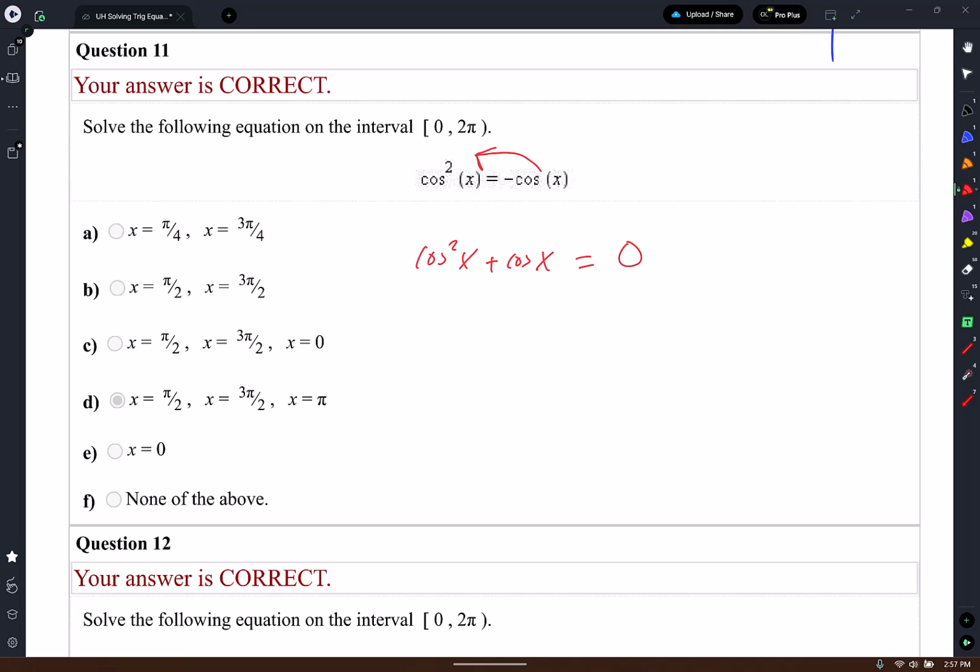All right, here we go, guys. Algebra. Algebra's the issue, not pre-cal. Move the negative cosine x to the left. Factor out a cosine x. And then you're going to have cosine x plus 1. Did you get that right there? Cosine x equals 0. Well, in the unit circle, cosine x is 0. Where and where?